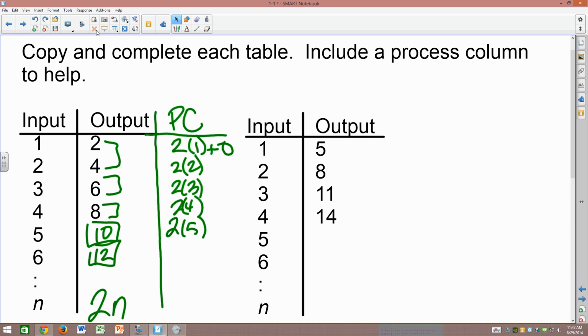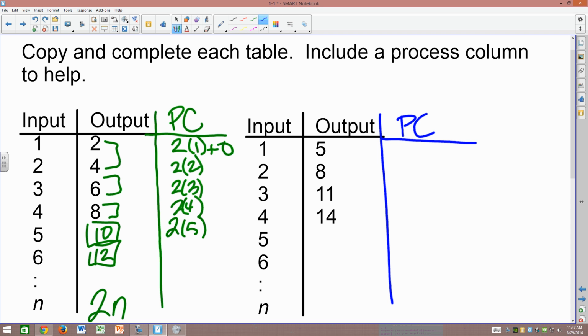Cool. All right, here's another one. Add your PC, process column. Not politically correct. We are politically correct most of the time.